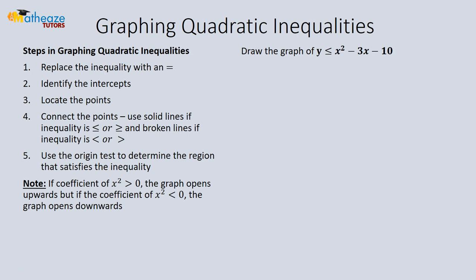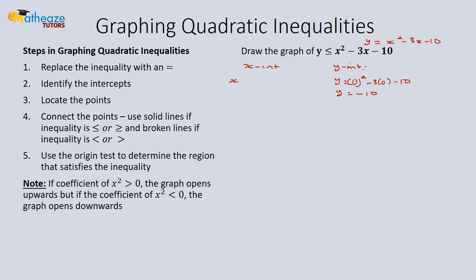So here we're going to first do our equal to here. So y equal to x squared minus 3x minus 10. And so we're going to look at our x-intercept and our y-intercept. Y-intercept is a lot more straightforward here, so let's go for it first. So y is equal to 0 squared minus 3 times 0 minus 10. So y equal to negative 10.